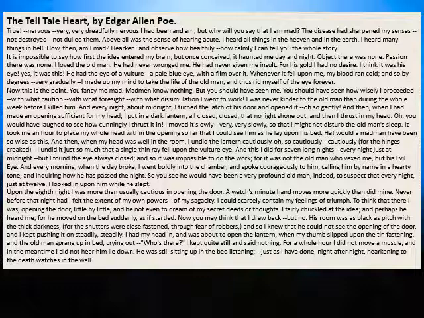And every night, about midnight, I turned the latch of his door and opened it, oh so gently, and then, when I had made an opening sufficient for my head, I put in a dark lantern, all closed, that no light shone out, and then I thrust in my head. Oh, you would have laughed to see how cunningly I thrust it in. I moved it slowly, very, very slowly, so that I might not disturb the old man's sleep.